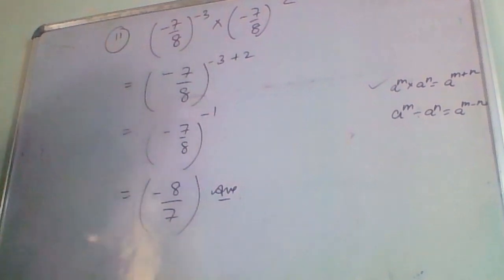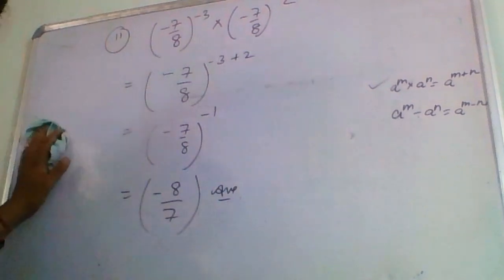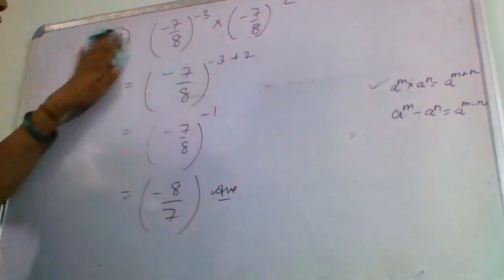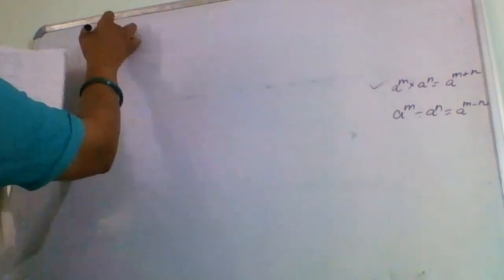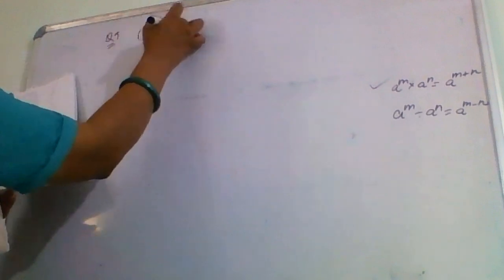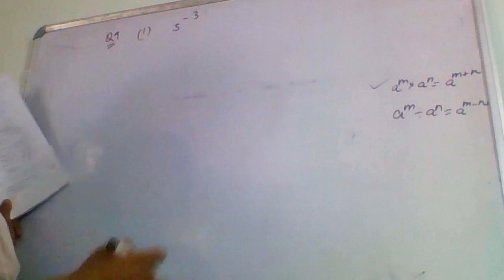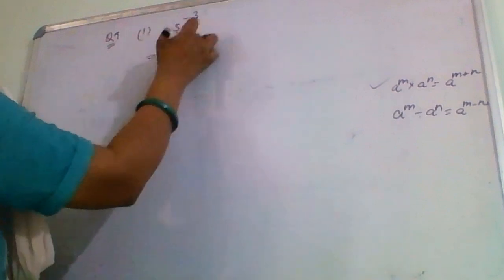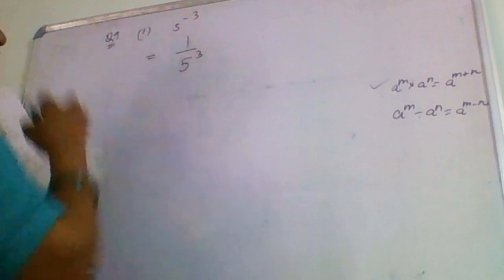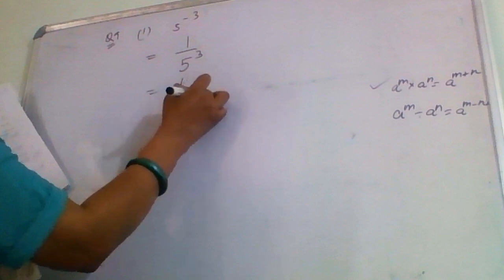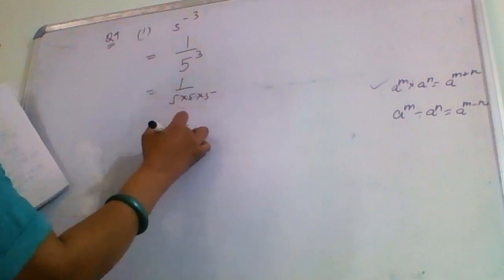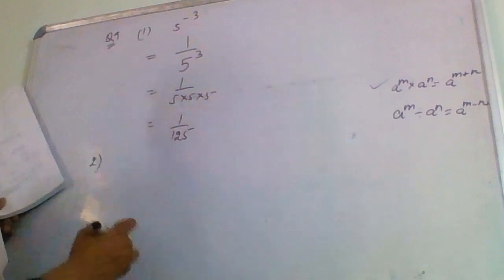Now we come to question number 9. Question number 9 is the negative exponent questions basically, and other questions are also there. So we will see how we will do it. The first part is 5 raised to power minus 3. So first of all, what do I have to do? 1 by 5 raised to power 3. It will be in the reciprocal. And then simplify. 5 into 5 into 5. 1 by 125.